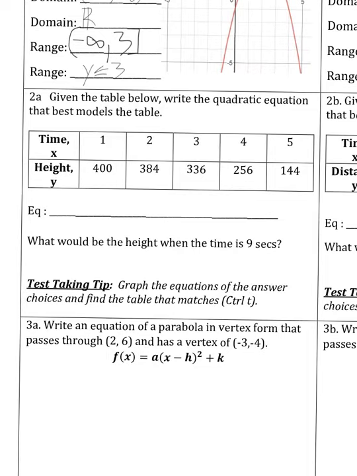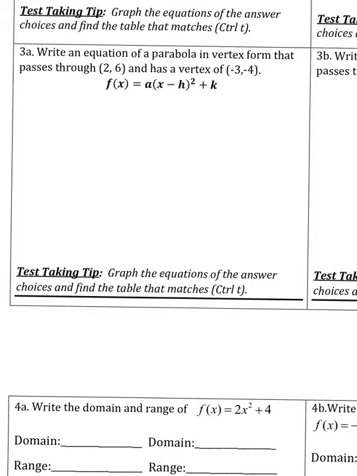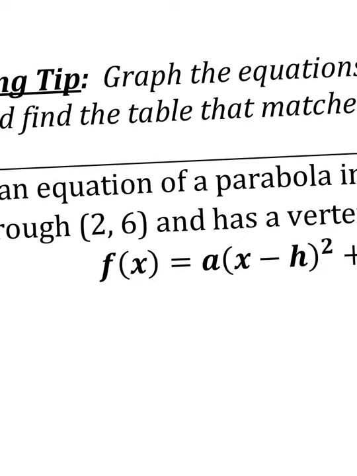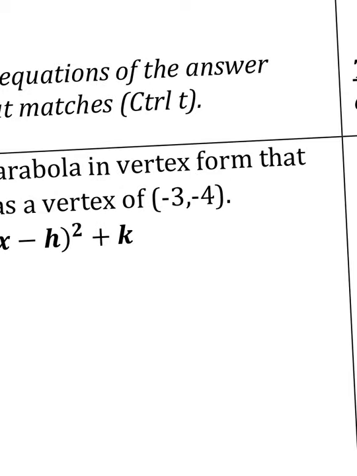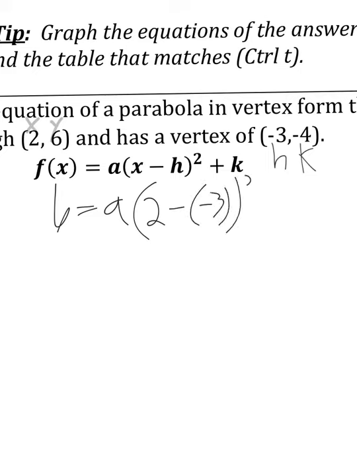Number 2 is in the calculator, so I'm going to skip that. Number 3 is not in the calculator, so you have this formula, and if it passes through any given point, that's x comma y, and the vertex is h comma k. So you just plug those points into this formula, so it's going to look like 6 equals a times x is 2, h is negative 3, so 2 minus negative 3 squared plus k, so plus negative 4.